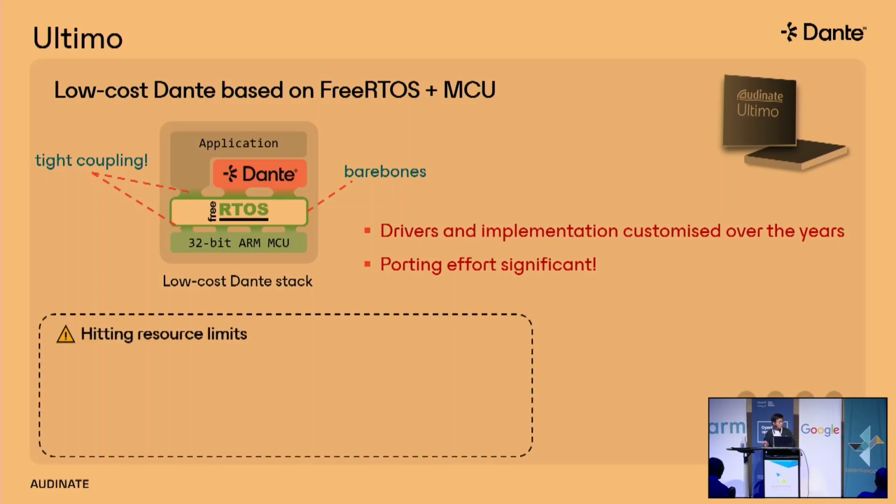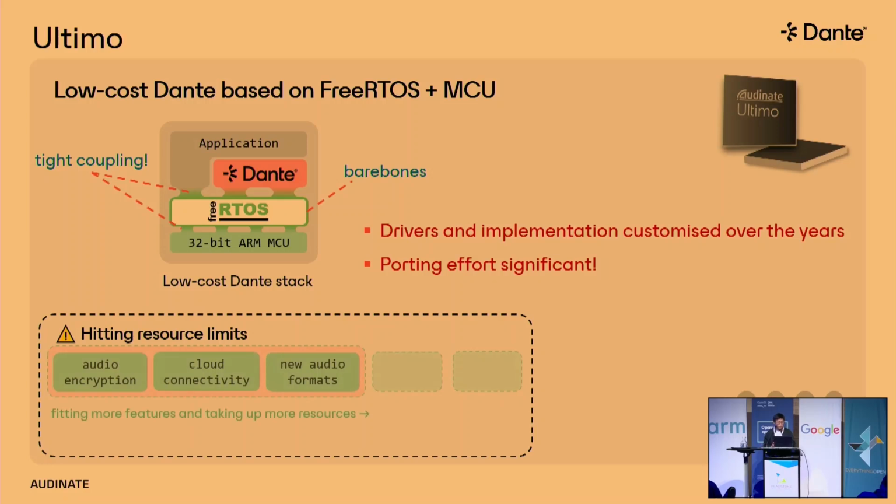So in 2020, we realized that we were hitting resource limits. This comes from the fact that we've added so many new features over the years, including audio encryption, which is for audio confidentiality. We've also added functionality such as cloud connectivity that connects to our cloud solutions, and new audio formats for audio routing. All of those take up CPU time as well as memory footprint. So as we add new features, we've slowly realized that we're running out of space for the Ultimo product that we're running on that 32-bit ARM microcontroller.